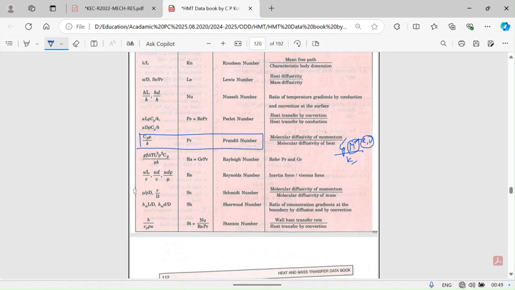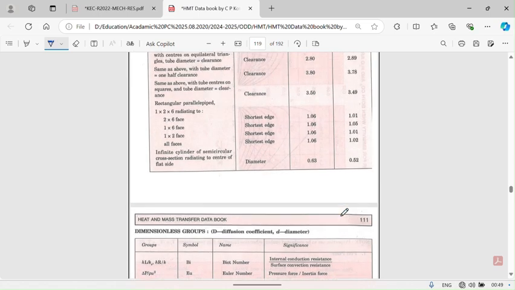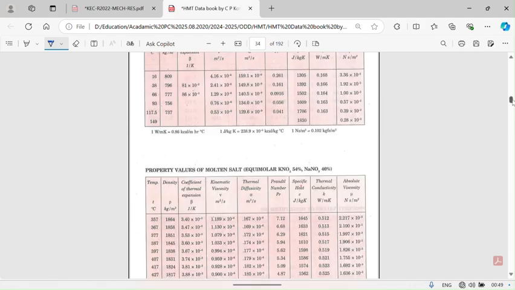How can we get rho nu? Kinematic viscosity is equal to absolute viscosity divided by density. So absolute viscosity mu is equal to density into kinematic viscosity. So finally, write this equation: Cp into rho into nu divided by the thermal conductivity. So this is the formula. By this formula, we can find the Prandtl number manually, and we can also check it with the property values at 60 degrees Celsius.